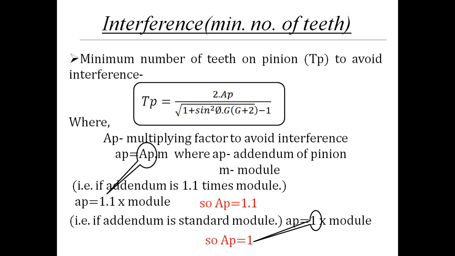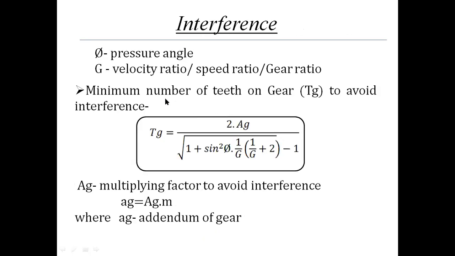That is very important to understand, what is that multiplying factor, capital A suffix P. Okay, and already you know that phi is the pressure angle, and what is G? G is the velocity ratio or speed ratio or gear ratio.